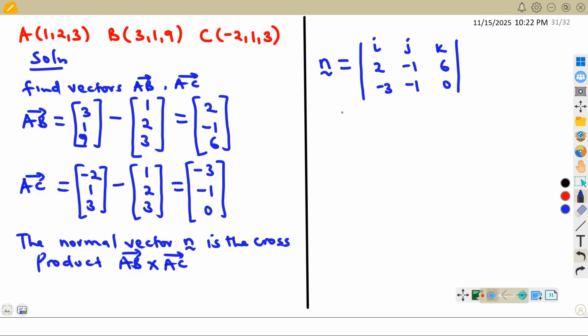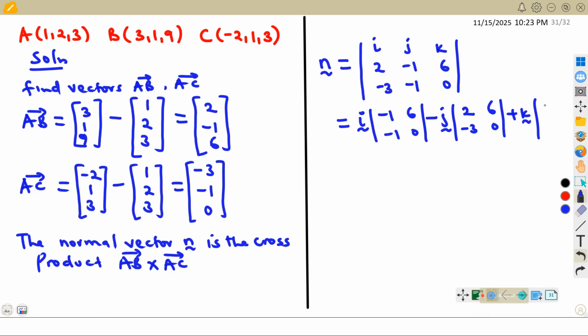So from here we can obtain this as i into, let us eliminate this and this. When you eliminate the first row, first column, you remain with negative 1, 6, negative 1, and 0. Then minus j into, eliminate the first row, second column, remain with 2, negative 3, 6, and 0. And lastly, we shall have k, eliminate this and this, you'll have 2, negative 1, negative 3, negative 1 as the determinant of that.